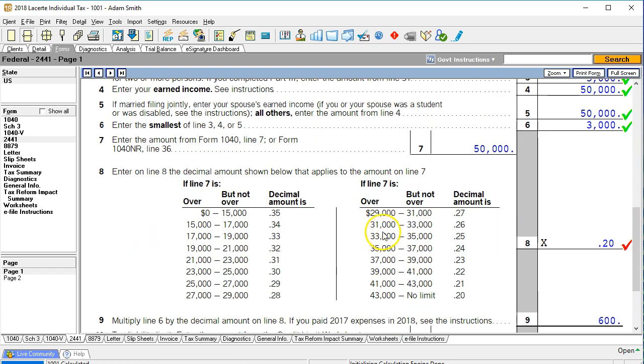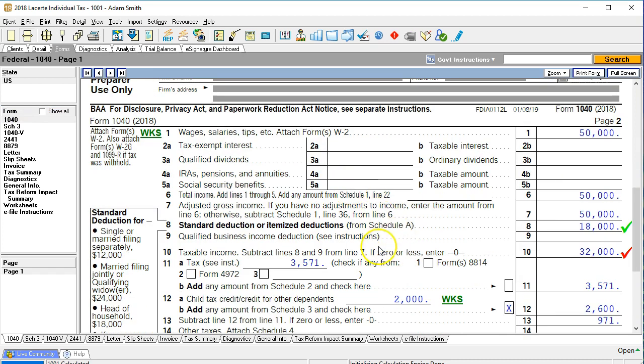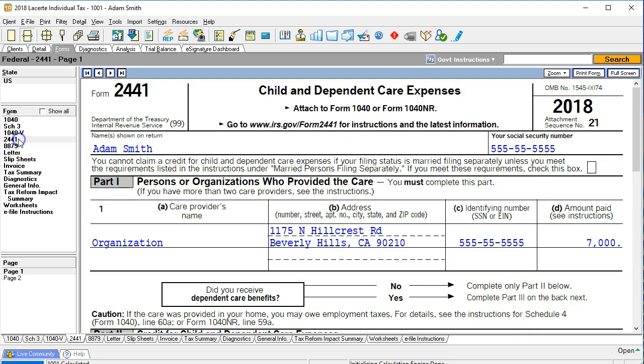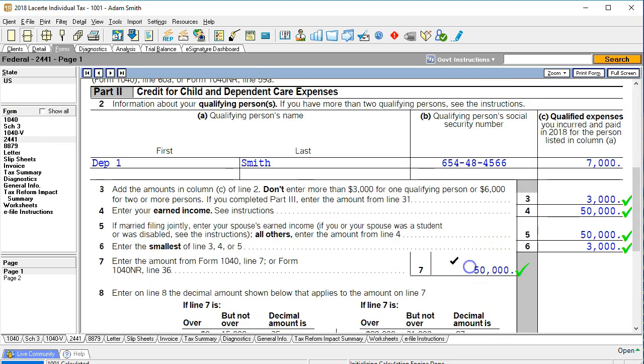Then line 7 says, enter the amount from Form 1040 line 7. That is, of course, our AGI, adjusted gross income. Let's just check that out. If we go to the 1040 line 7, we can see our AGI is that $50,000. There were no adjustments to it, so that's just our W-2 wage in this case. Back to Form 2441, that's going to be the $50,000.